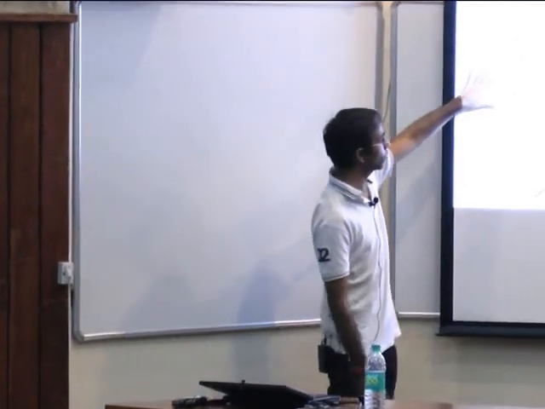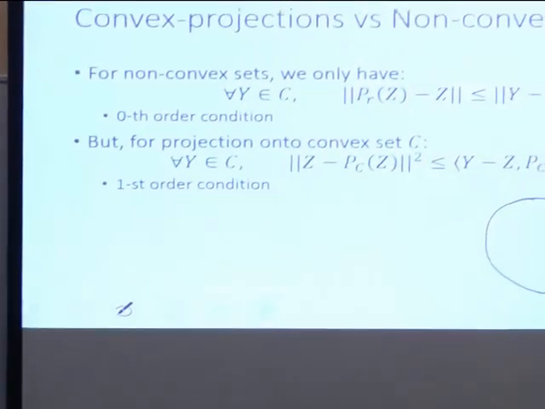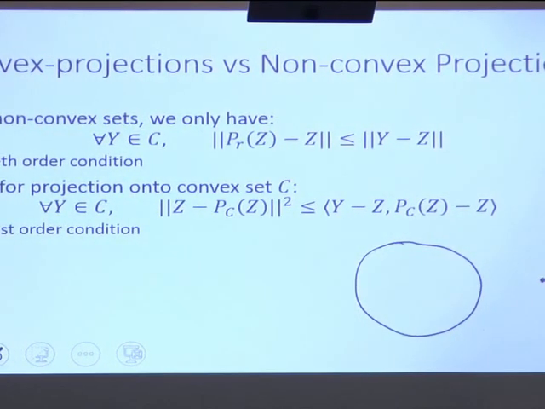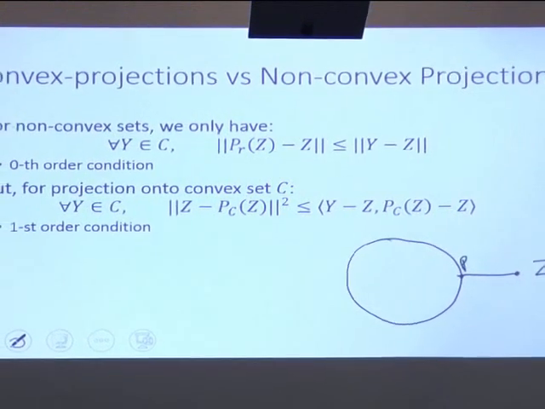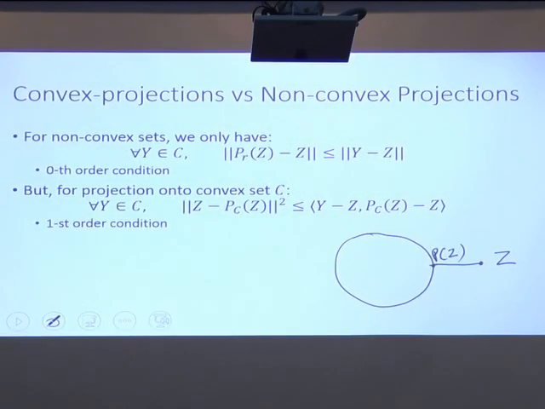Whereas in the convex optimization world, for convex sets, you have a stronger condition, a sort of first order condition. Intuitively, let's say this is the convex set, this is my z vector, and I project it onto this set, and this is my projection. Now for any other vector in the set, first of all, this angle is always going to be obtuse. On top of that, if I project y minus z onto the line which joins Pz and z, this length is always going to be larger than the distance between Pz and z. That's extra information that you have.